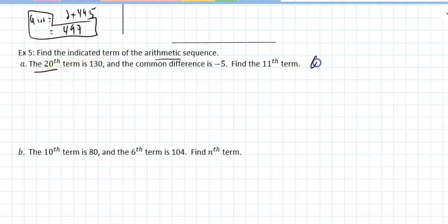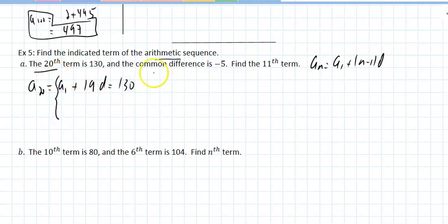So we know that a sub n is a sub 1 plus n minus 1 times the common difference. A sub 20 is a sub 1 plus 19 times d, and that is 130. That's one equation. They tell me the common difference is negative 5. Doesn't that mean that a sub 1 plus 19 times negative 5 equals 130? A sub 1 minus 95.